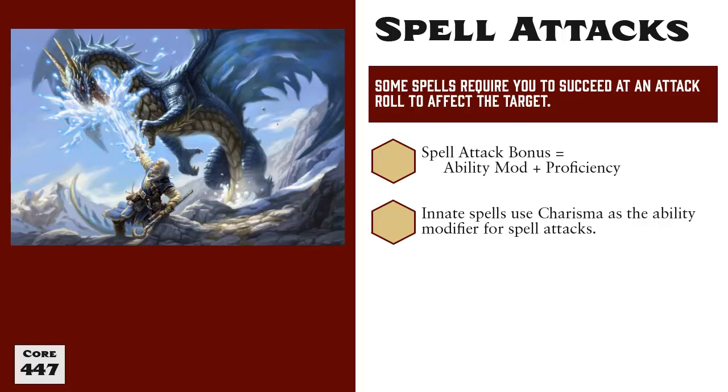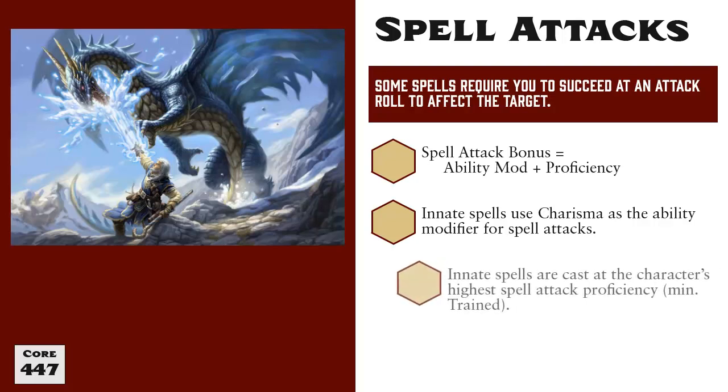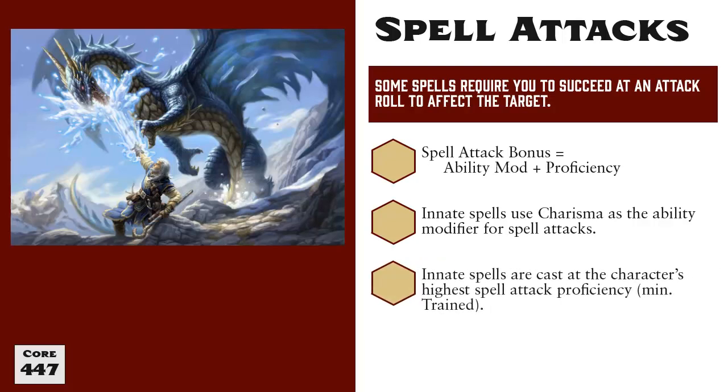This can also mean that you might have different proficiency bonuses when casting different spells. A bard might be an expert in occult spellcasting, but have only trained proficiency when casting spells they gained from multiclassing into sorcerer. And it's worth noting that everyone who can cast innate spells has at least trained proficiency in those spells. But if they also have expert or higher spellcasting proficiency provided by their class, then their innate spells are also cast at that higher proficiency level.